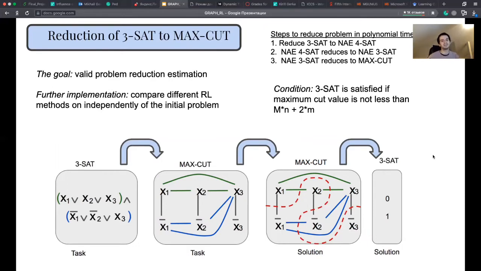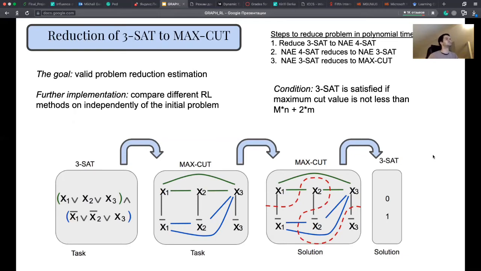We aim to analyze the way how the FreeSAT problem can be reduced to MaxSAT. It allows us to evaluate the performance of different models using an independent set of NP-hard problem benchmarks, and in future it will be possible to compare different reinforcement learning methods on different NP-hard problems.